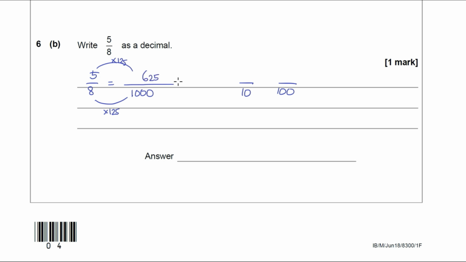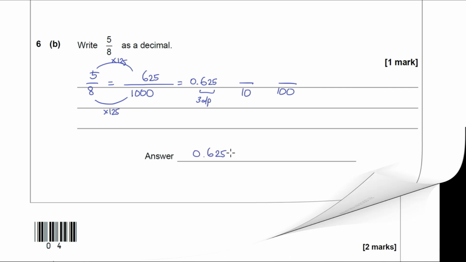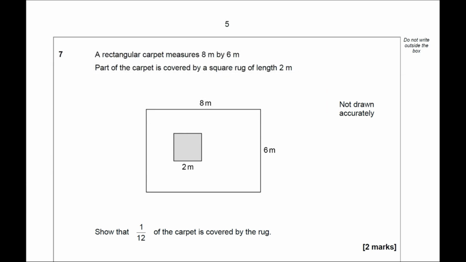So our decimal number is now 0.625. Why is it here? Because we have 3 zeros in the 1,000, so we have 3 decimal places. You see here we have 3 decimal places. So the answer is 0.625. Let's continue.